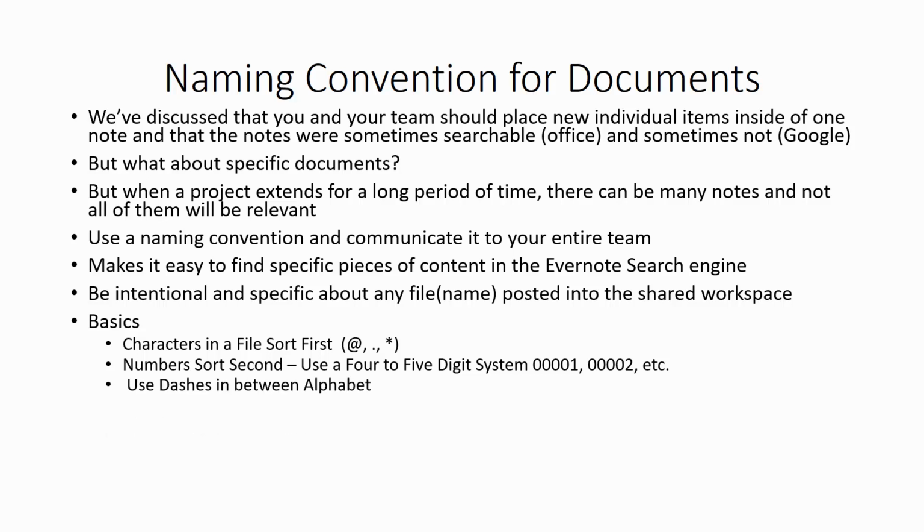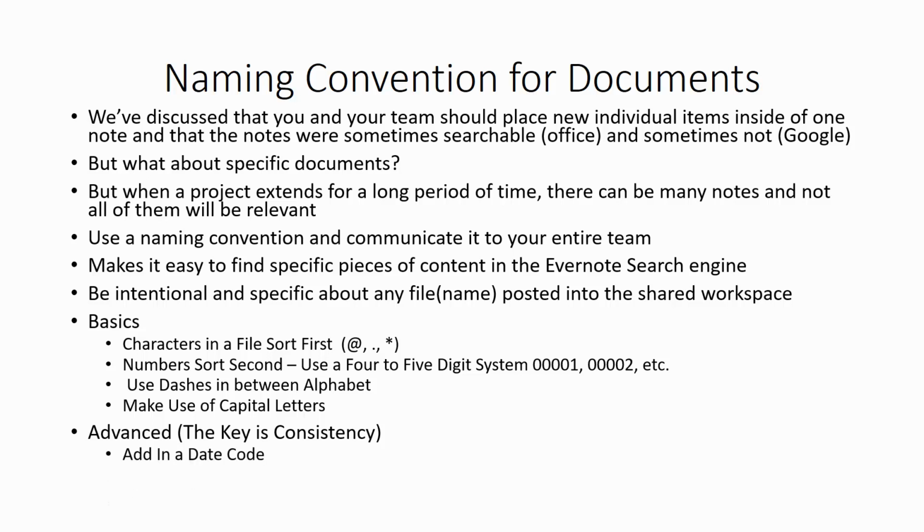When you actually place words in your file names, you want to use dashes between the words. And then you want to make use of capital letters because this will make it easy to visualize what you're seeing. Now, when you're working to be a little more advanced, the key is going to be consistency in exercising the naming convention. So what you can do is add in a word that represents a date. In other words, you can add in a numerical date or even a month and a date. You can add in a project code. And again, the key is going to be consistency.